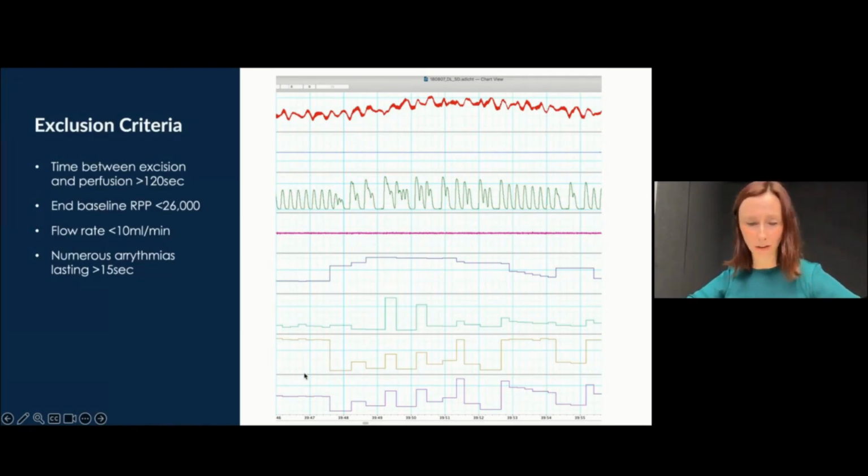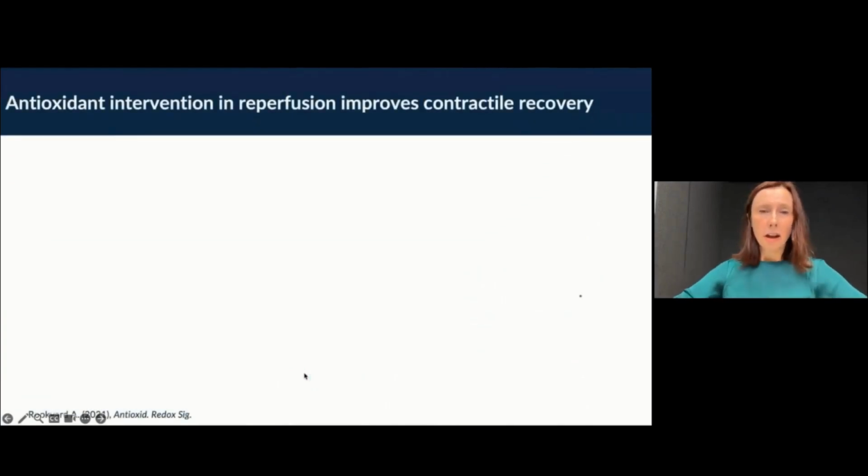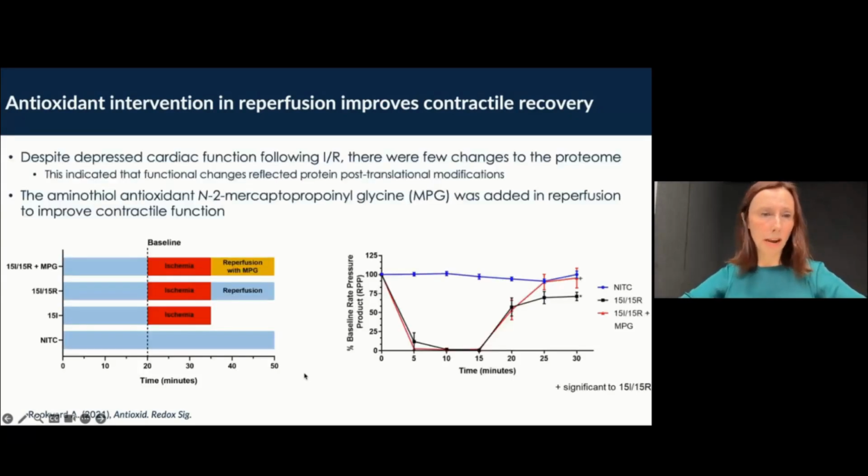Okay, so I want to take you through very quickly two of the projects that we've had published in the last little bit that really reflect why Langendorff is a key workhorse in our laboratory. Okay, so there's a lot of work in the scientific field about reperfusion injury. And obviously, reperfusion injury occurs after ischemic insults, and it has the capacity to reduce contractile recovery. So we went about looking at antioxidants and their role in restoring contractile function and contractile recovery.